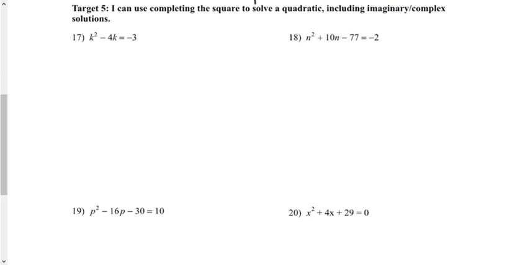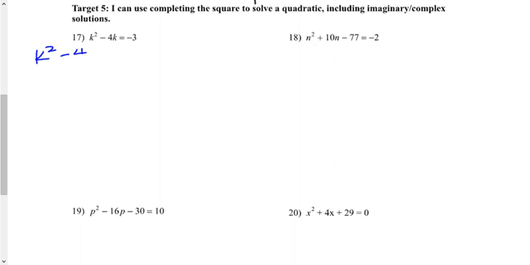Okay, target 5, I can use completing the square to solve a quadratic, including imaginary and complex solutions. Alright, so completing the square. In number 17, my first step is already done for me. It's kind of nice. I have that negative 3 off to the side already. So what I'm going to do is give myself some space here. I'm going to rewrite this in a little bit easier way.